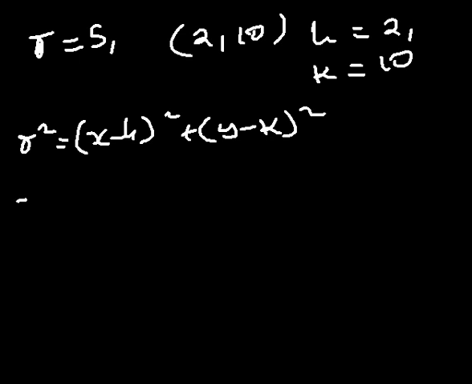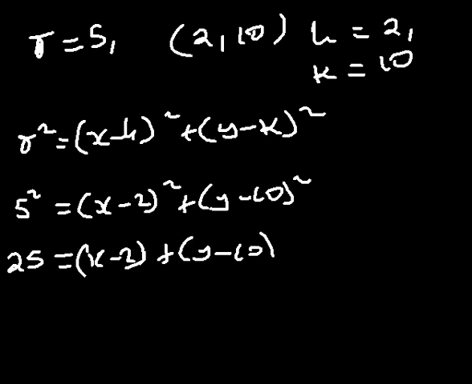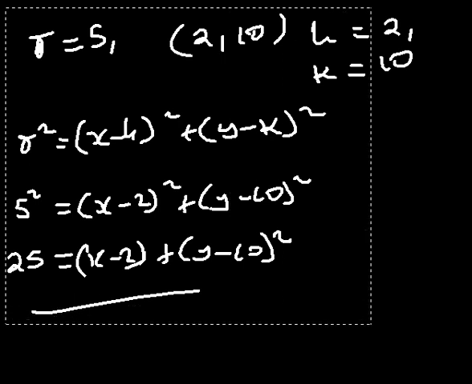So which is the same as having 5 to the power 2 equal to x minus 2 square plus y minus 10 to the power 2, which means we'll have 25 is equal to x minus 2 square plus y minus 10 square. So this is the equation of the circle of interest. So you can have it in that way.